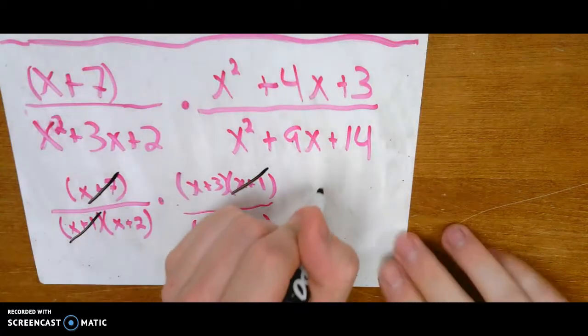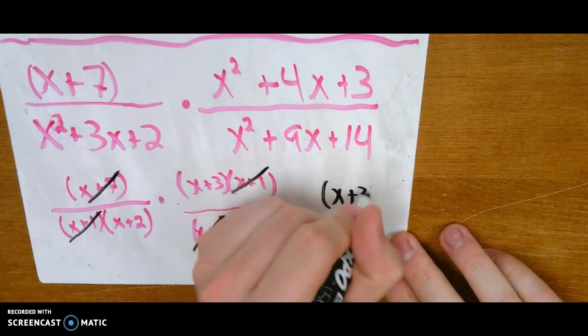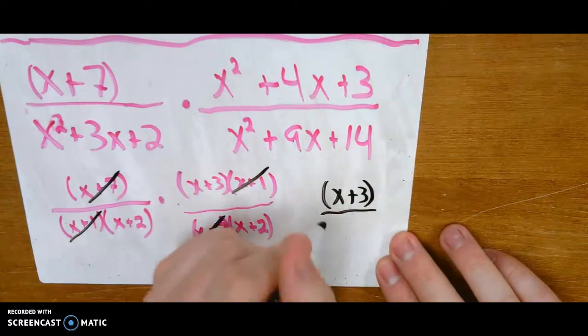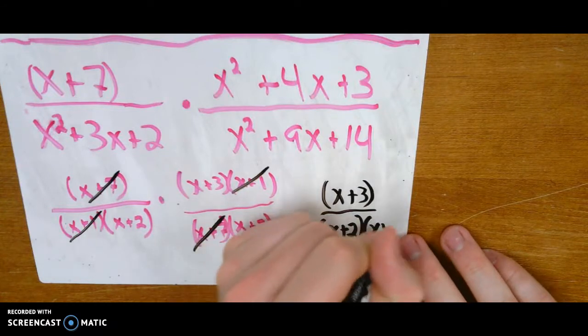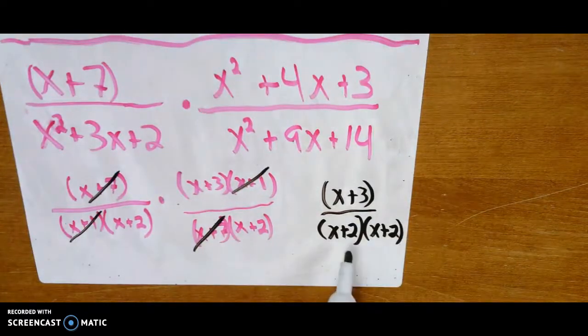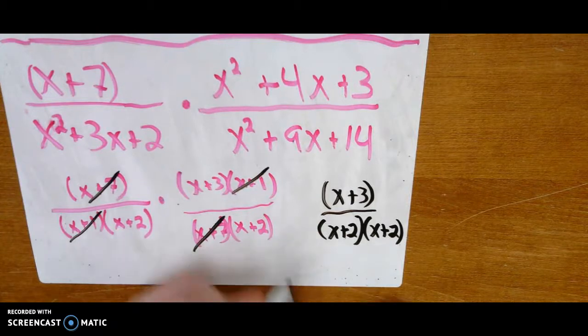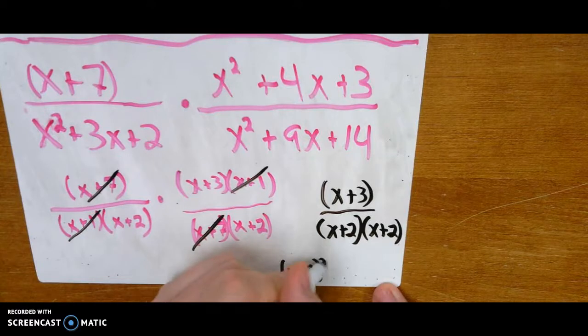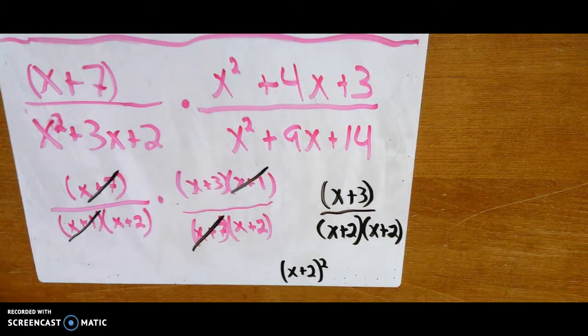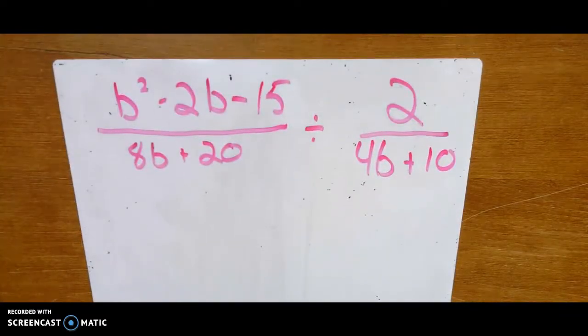So I'm left with the x plus 3 in the numerator, and down below we have x plus 2 times another x plus 2. And if I wanted to, I could write that down below as x plus 2 quantity squared. So if I really wanted to, I could write it like that. I have that freedom. So that's multiplication. We factor and we cancel. That's it. So now let's turn our attention to the lovely world of division.